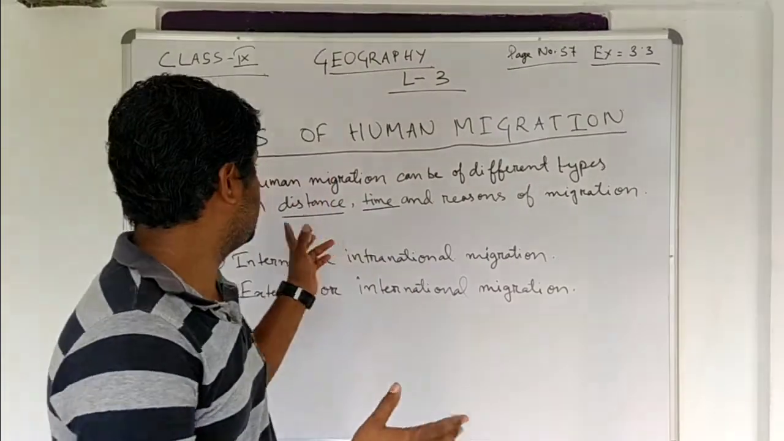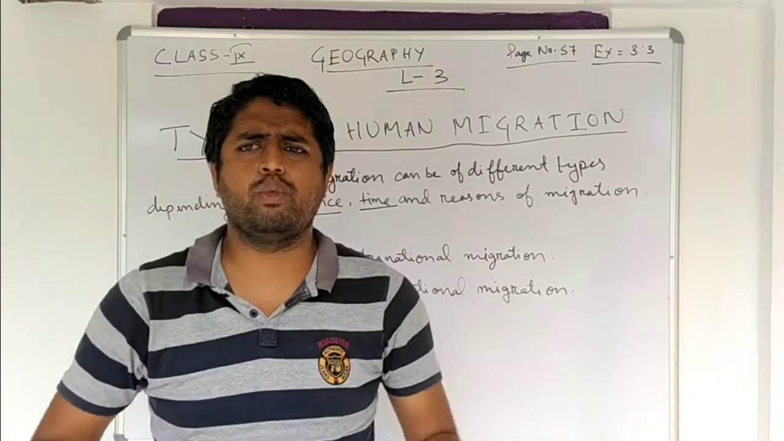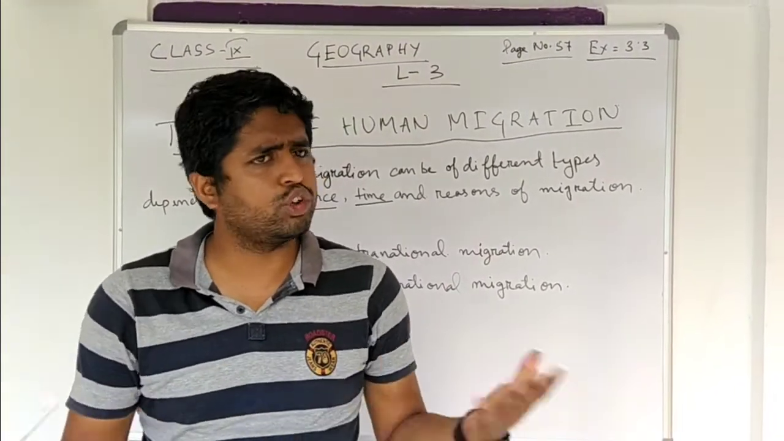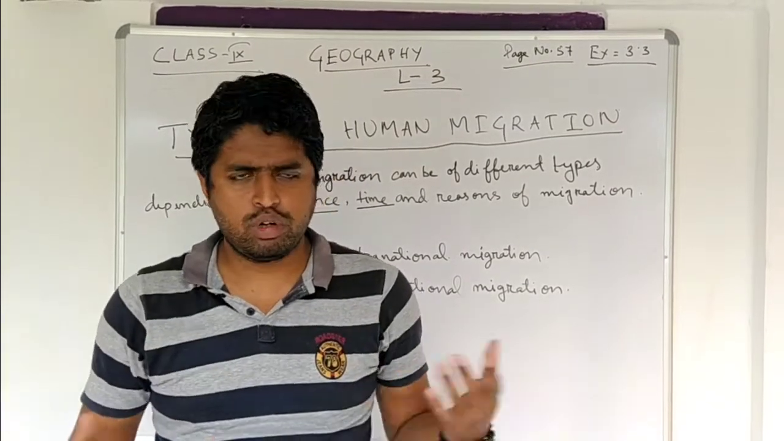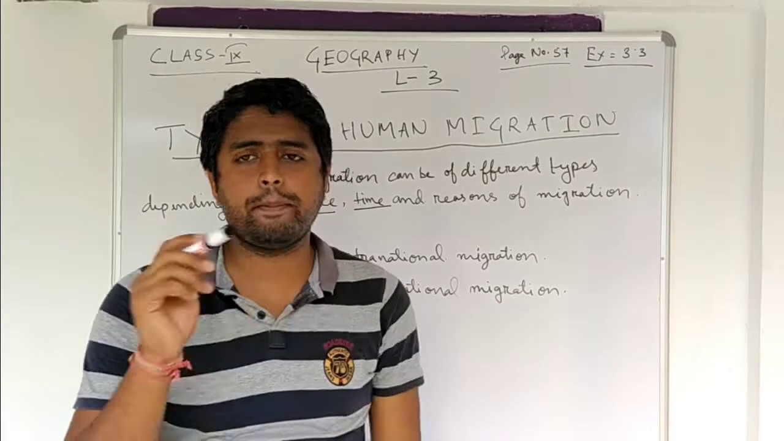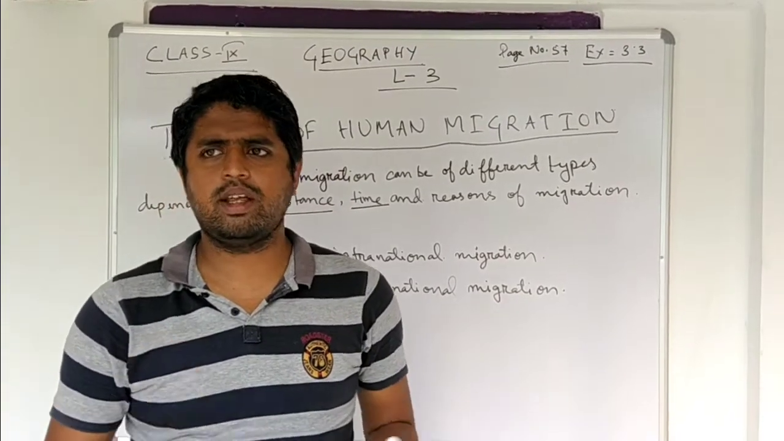It is similar to short distance. Whenever people migrate to a place for a short time, it is called short term migration, or whenever people migrate to a place for a long time, it is called long term migration. Next is seasonal and permanent. What is seasonal and what is permanent?